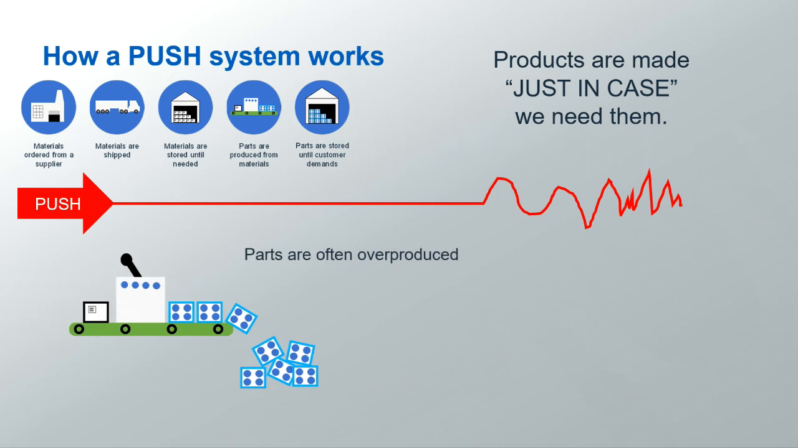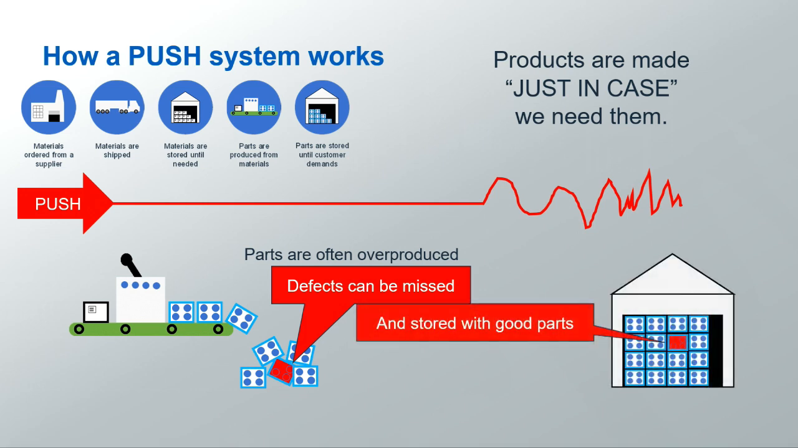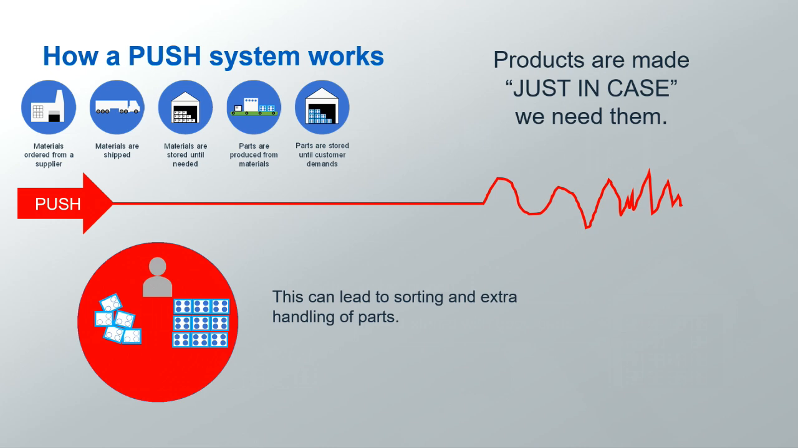In a push system, parts are often overproduced. The waste of overproduction leads to extra handling and the waste of transporting parts. When we overproduce, defects can be missed. They can even be mixed in and stored with good parts. If we are lucky enough to realize we have a bad part, we still have to sort all of the parts in the warehouse. This extra sorting and handling of parts is expensive and can create many other problems. Man, the 8 wastes are all over the place in a push system.